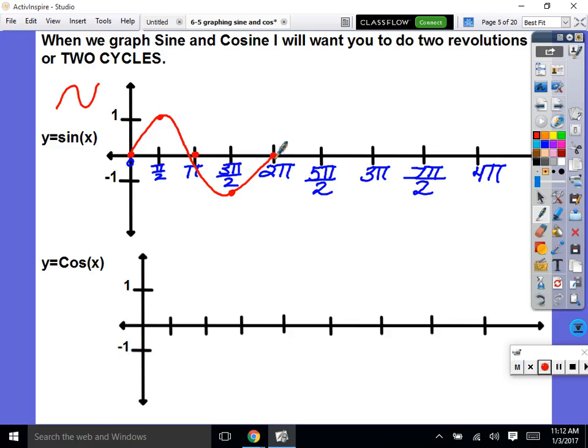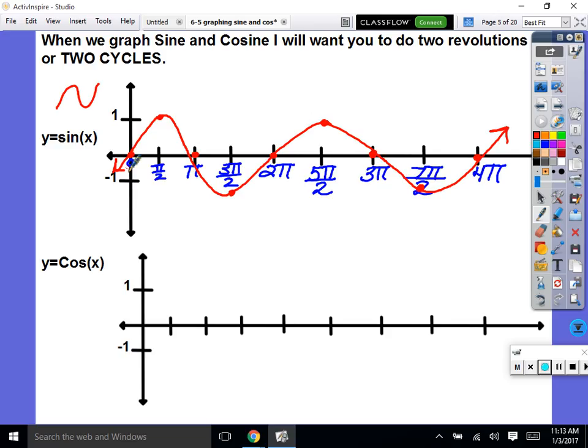Then we would go another revolution. So we would be up again at 1, then back down to 0, then down to -1, back up to 0. We're going to have to draw in 2 revolutions here. We'll get lots of practice in. This is all we're doing today, just graphing.